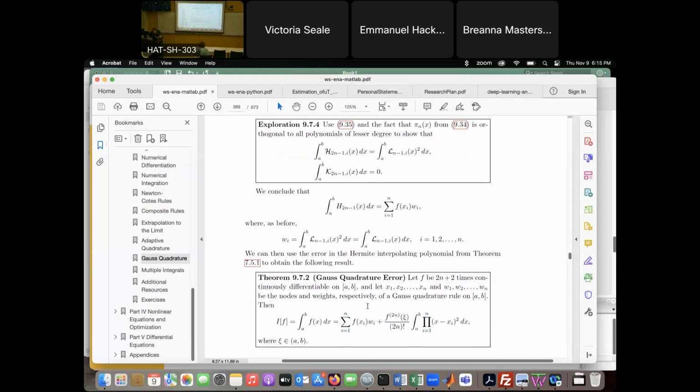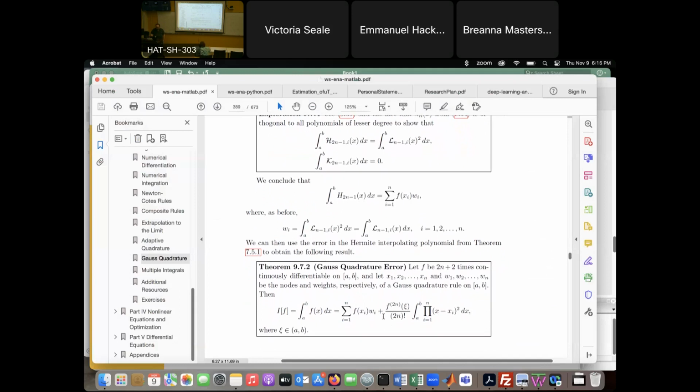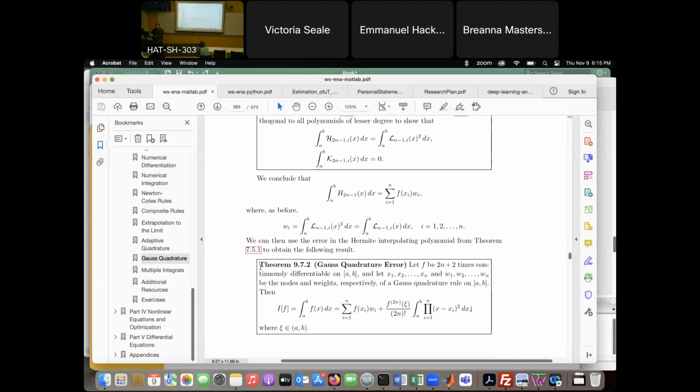Because if I had used the error in the Lagrange interpolating polynomial, I would not get this error formula. I would get one that was incomplete. That really wouldn't tell the whole story of the accuracy of Gauss Quadrature. So that's why Hermite is being used. And it's actually one of the homework problems to prove this theorem. There's actually not a whole lot to prove, so don't worry about that.